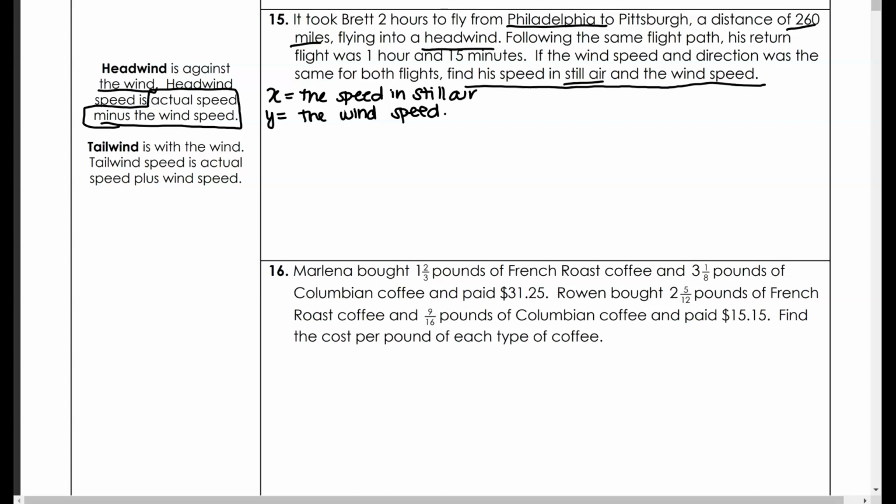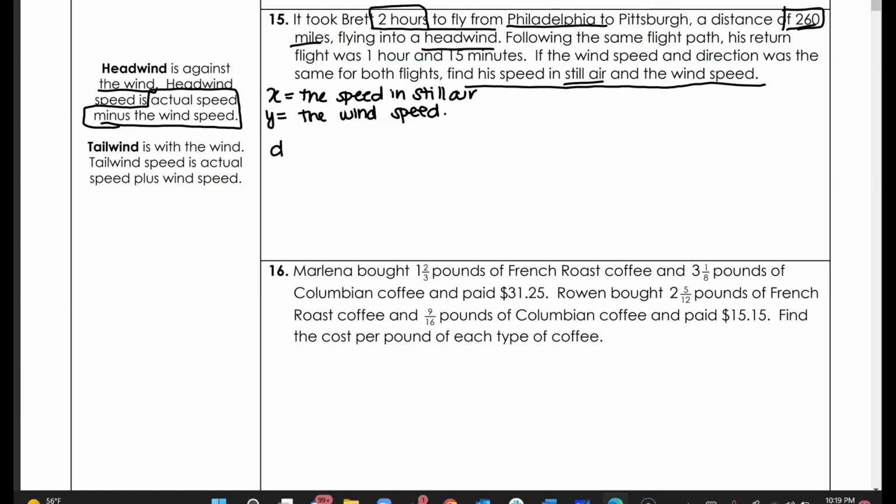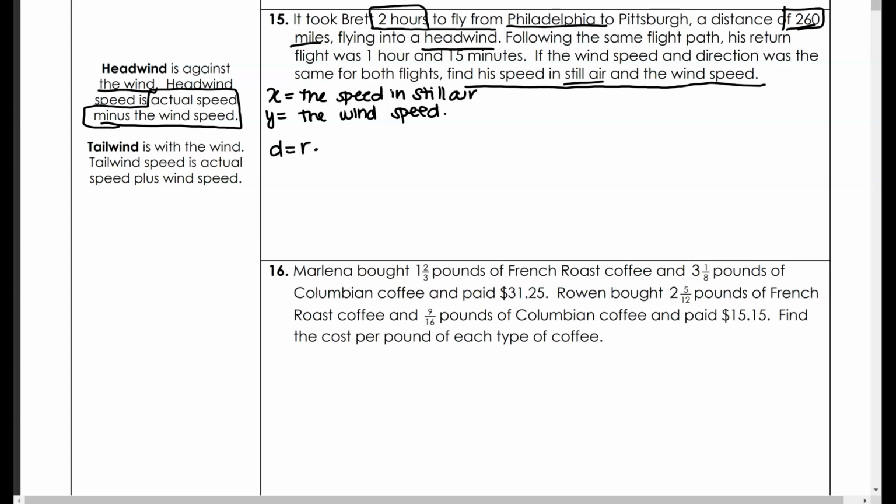So let's take a look at this. It took 2 hours to fly. So here we have our time, so it's 2 hours. A distance of 260. And then we have the headwind. So one of the formulas that we have to use here is the fact that distance equals rate times time. So the distance we are traveling is 260 miles, 260.